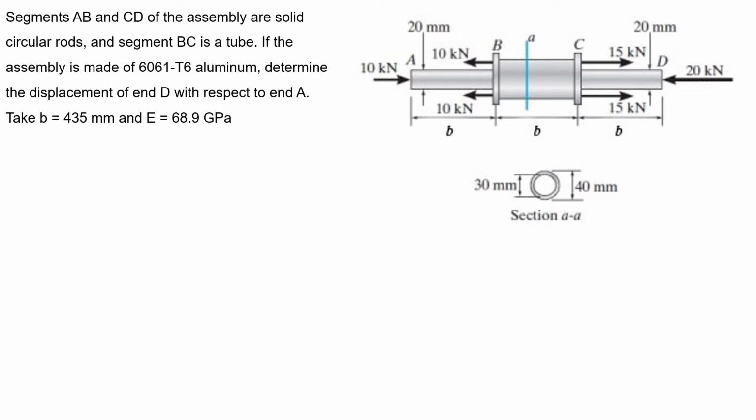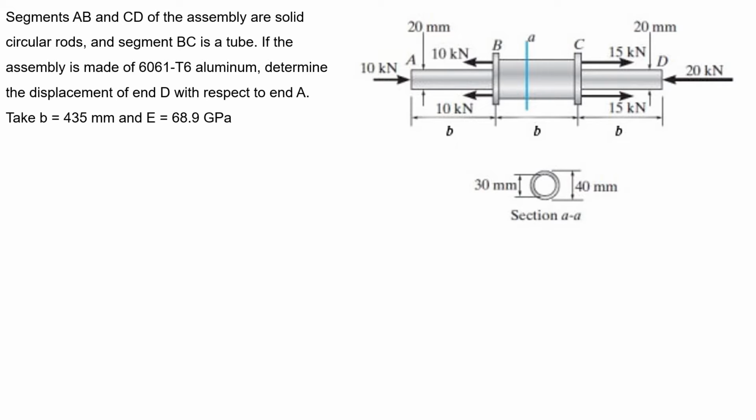Hello guys, this is the second problem of homework 6. Segments A, B, and CD of the assembly are solid circular rods and segment BC is a tube. If the assembly is made of 6061 T6 aluminum, determine the displacement of end D with respect to end A.